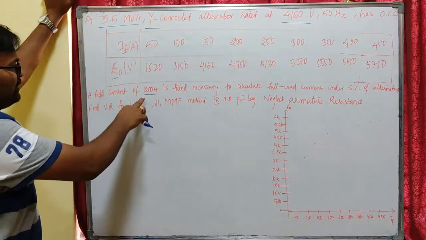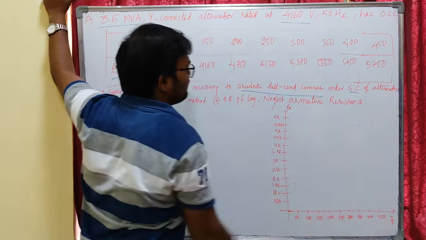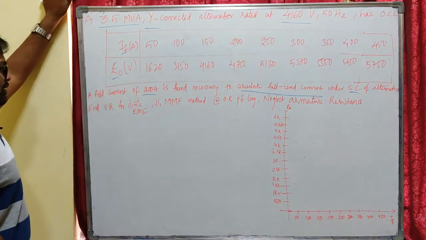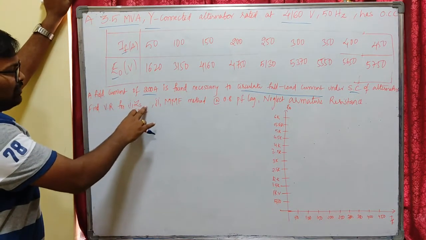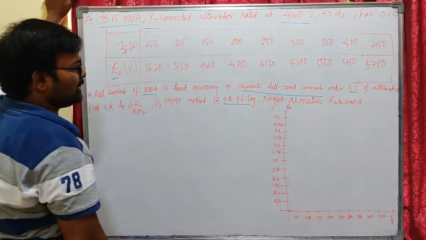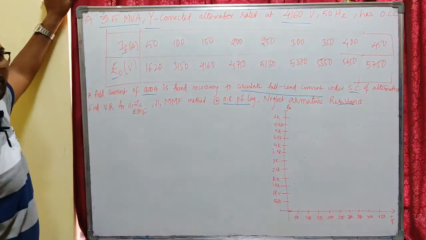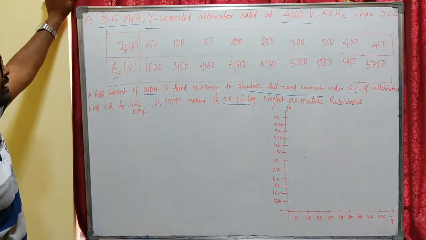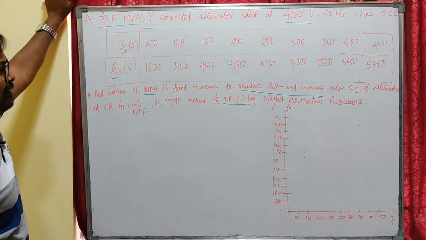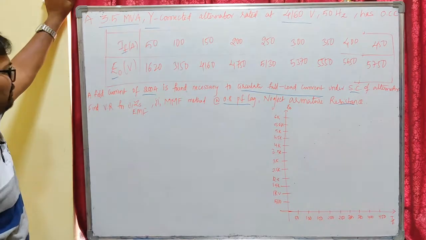Here the machine needs 200 amps of field current to circulate full load current under short circuit condition. Okay, this is one point. Okay, then find voltage regulation for the synchronous impedance method, that is the EMF method, and the MMF method at a power factor of 0.8 lagging. Then we have to neglect the armature resistance. Okay, so let us try to understand. This is a problem related to our synchronous impedance method and MMF method. Okay, we are going to find each and every method, then we can find out the voltage regulation.